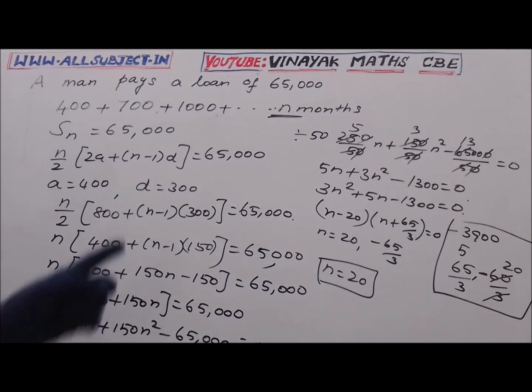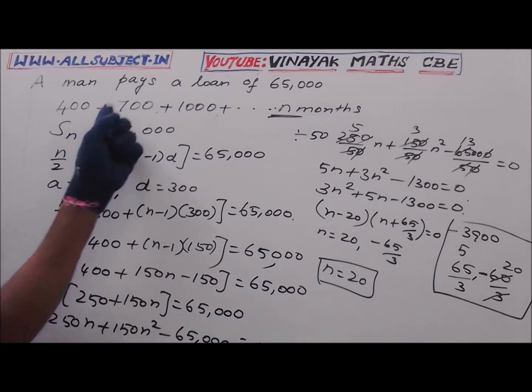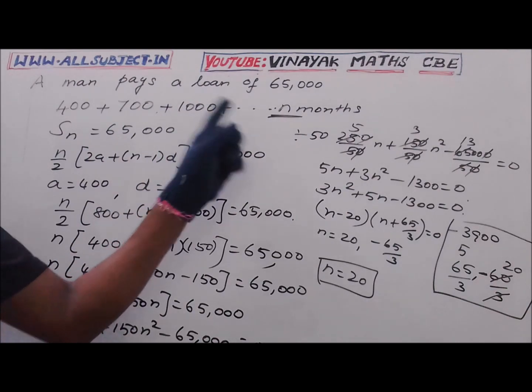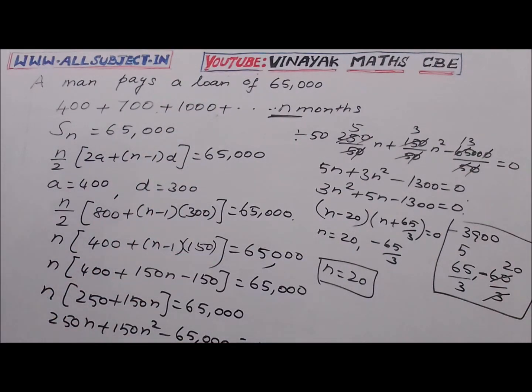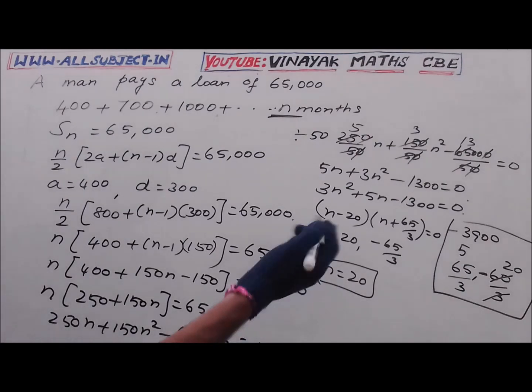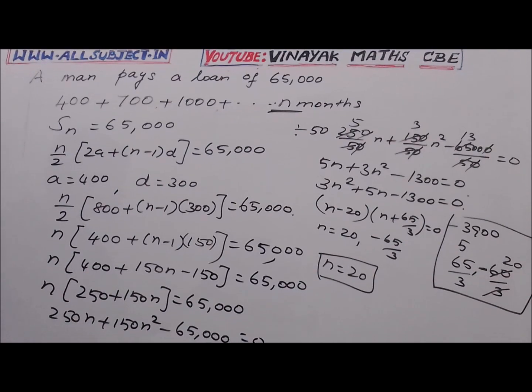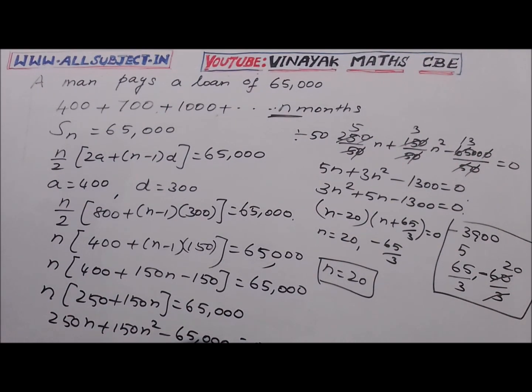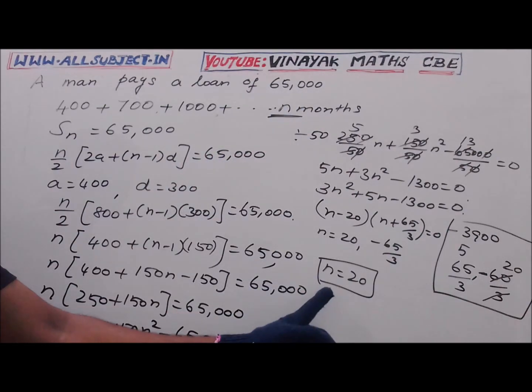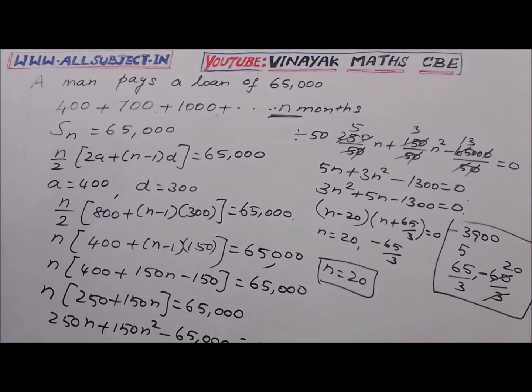So if he continues to pay in this way, adding 300 every month, when n equal to 20, he will complete the loan amount of 65,000. So he can complete the amount of 65,000 in n equal to 20 months. In 20 months, he can complete.